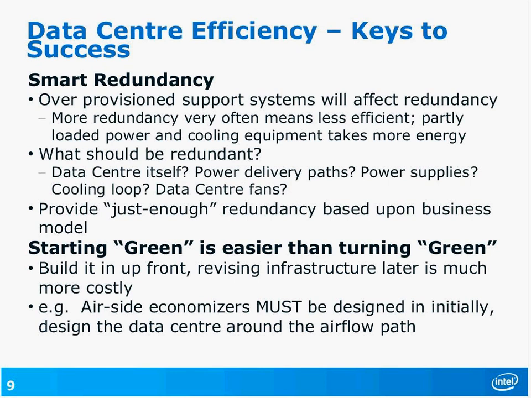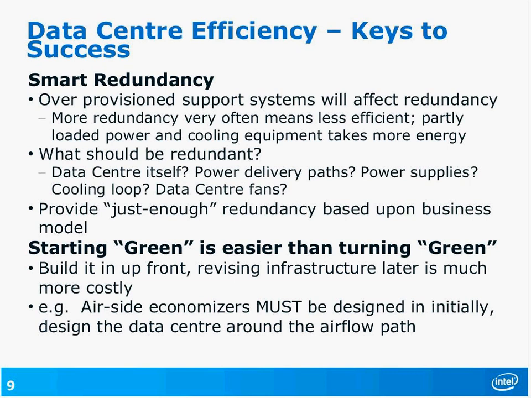The other comment here is starting green is a lot easier than turning green. Building these things in up front is much more cost effective than trying to revise them later. In fact, with some things like airside economizers, it's very difficult to retrofit. They have to be designed in initially so that you have the data center designed around the airflow path. So again, key takeaways here are smart redundancy in the design is critical to both first cost and operating cost, and it's very, very hard to get green if you don't start that way.